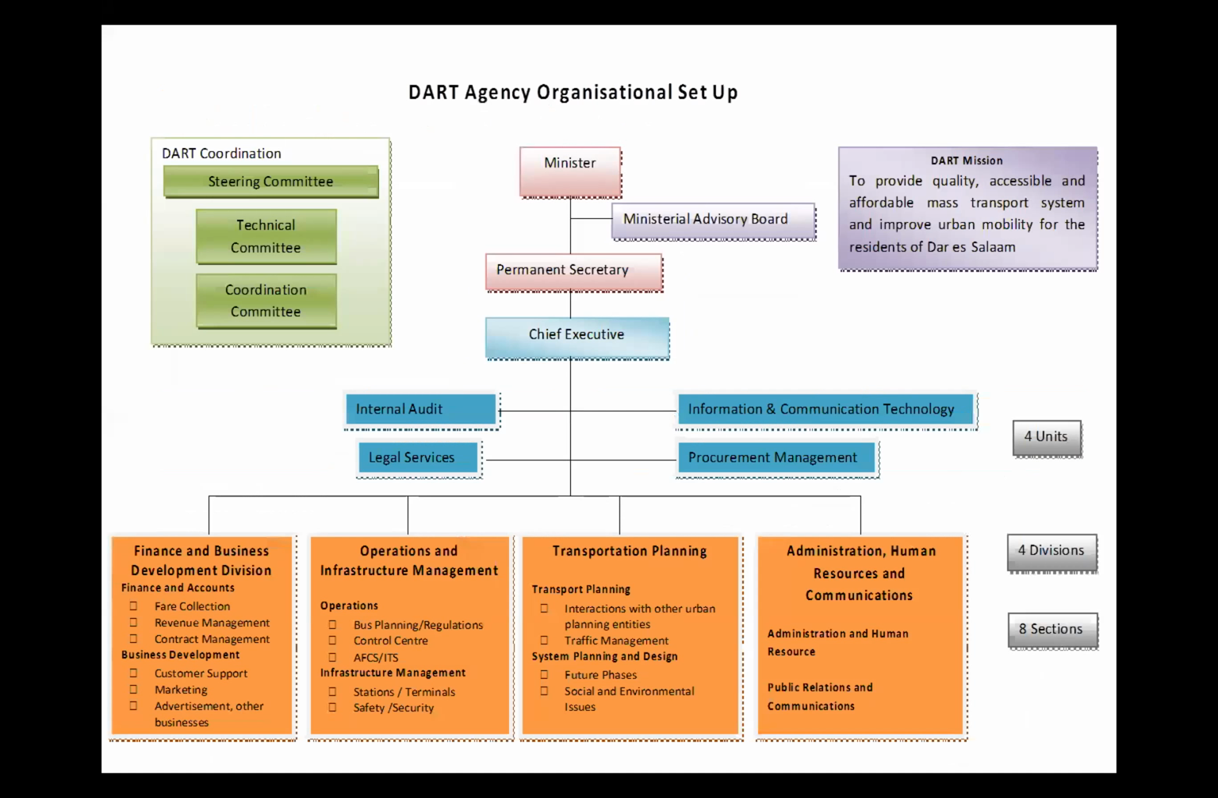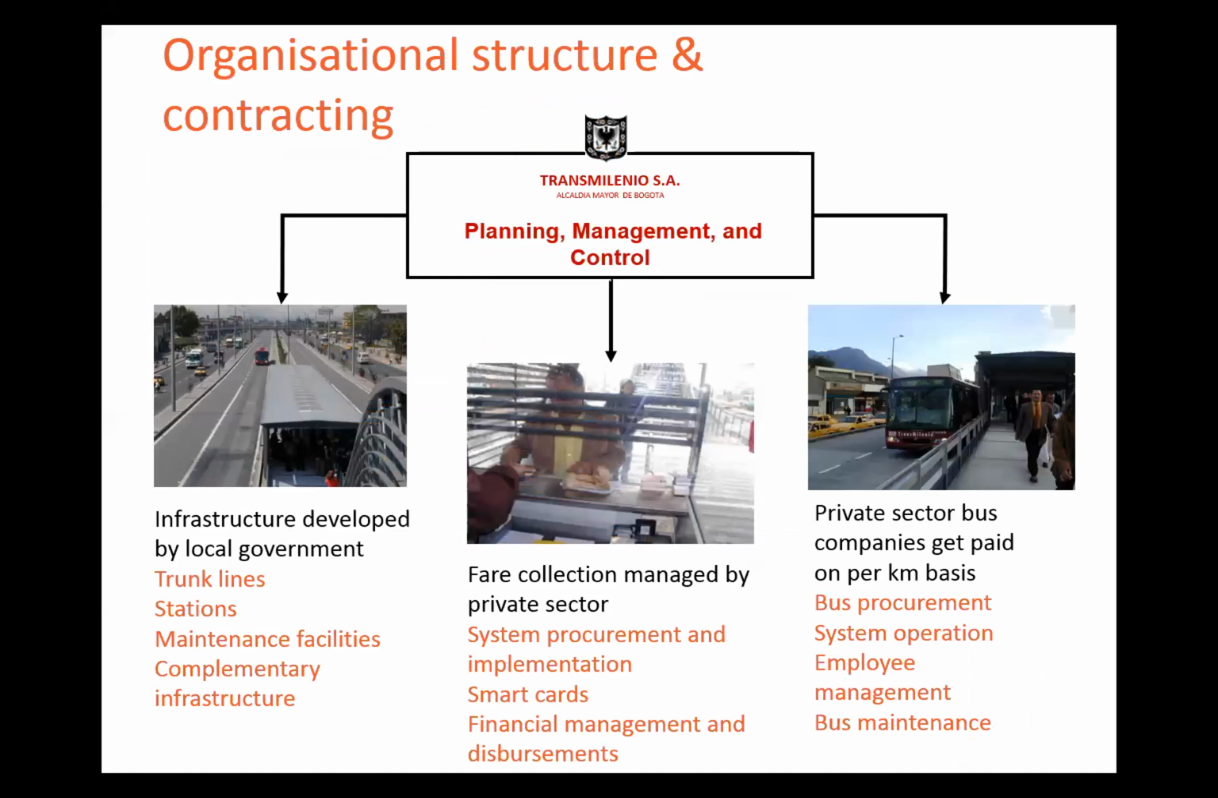So you can look at that more later. This is how the agency in Dar es Salaam set itself up. It's under a national ministry, it has a chief executive, and then it has these four main departments. This is in TransMilenio. They have planning, management, control done by the actual agency. But then outside of that, they also had to deal with the local government agency for infrastructure development. They have a fare collection company that they contract out to, and then they have private sector bus companies.